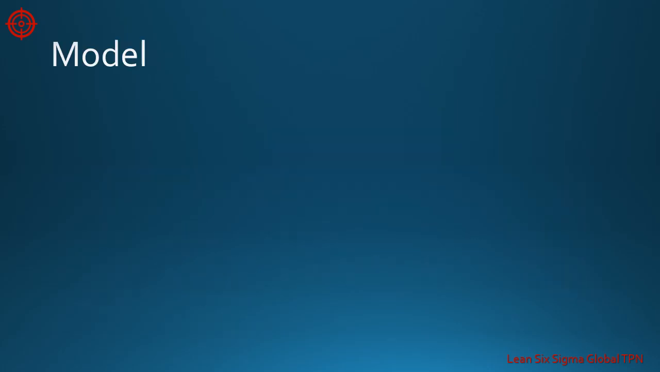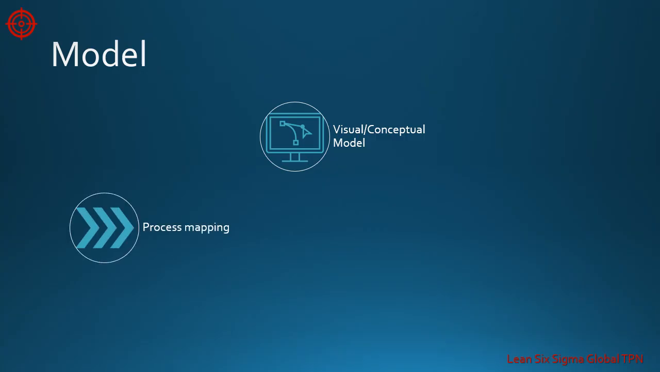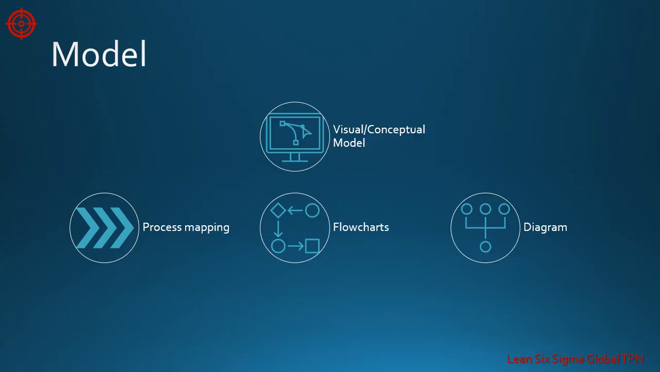Okay, the next step is model. So this step involves creating a visual or conceptual model of the problem or challenge. This may include process maps, flowcharts, or diagrams. The goal of this step is to help the team identify patterns and relationships that may not be immediately apparent, or model the situation to be easy for all involved to understand.